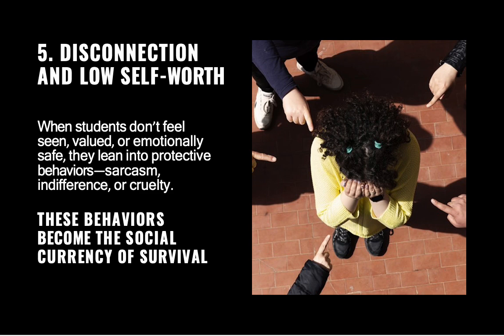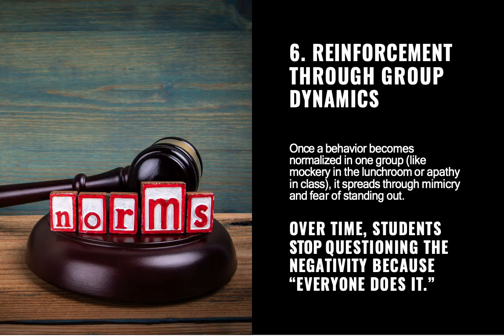Number 5, disconnection and low self-worth. When students don't feel seen, valued, or emotionally safe, they lean into protective behaviors: sarcasm, indifference, or cruelty. These behaviors become the social currency of survival. Number 6, reinforcement through group dynamics. Once a behavior becomes normalized in one group, like mockery in the lunchroom or apathy in the class, it spreads through mimicry and fear of standing out. Over time, students stop questioning the negativity because everyone is doing it.